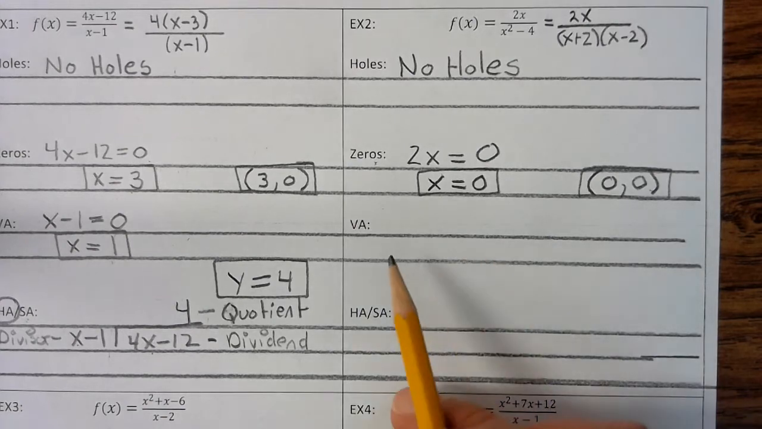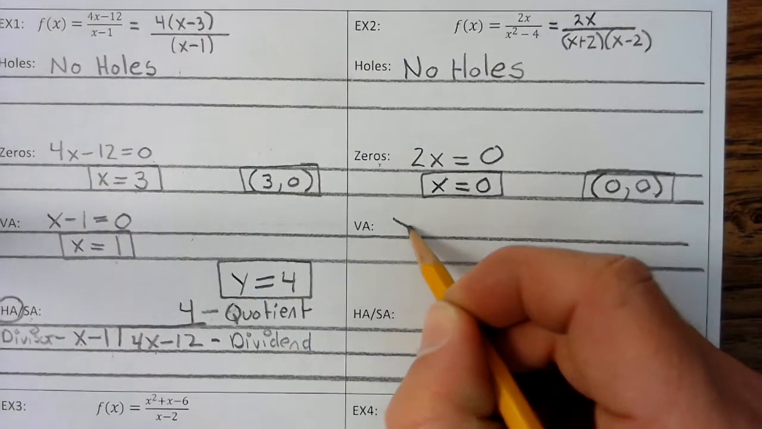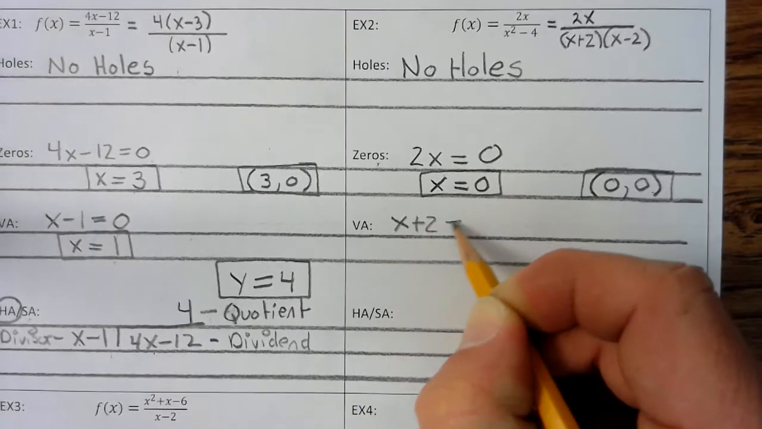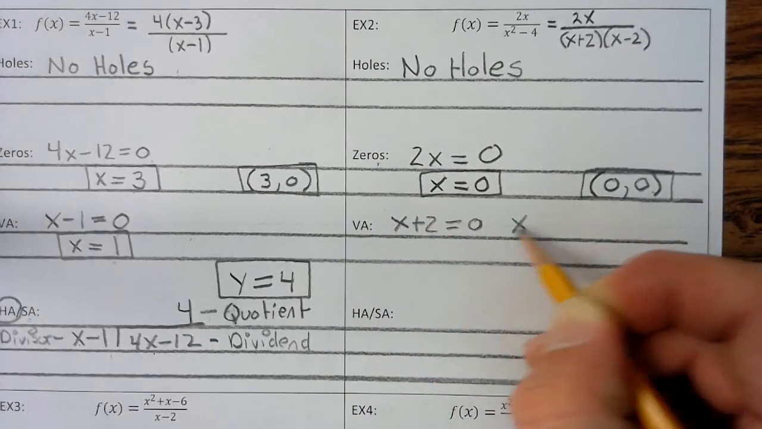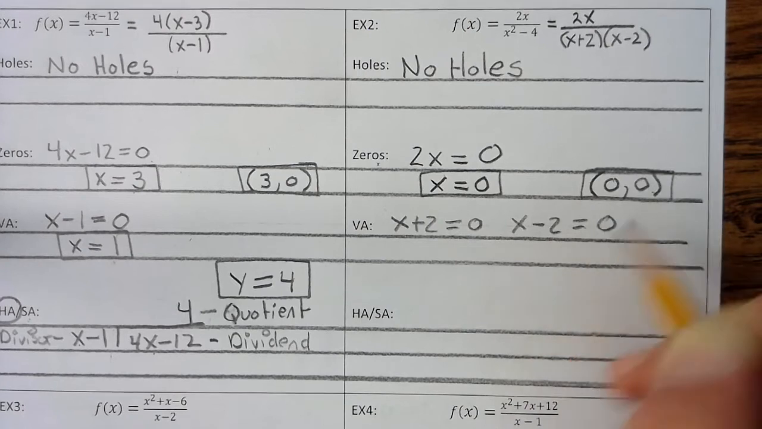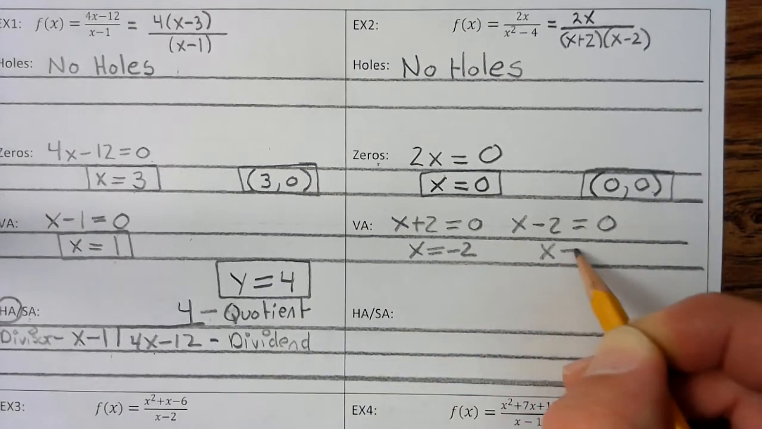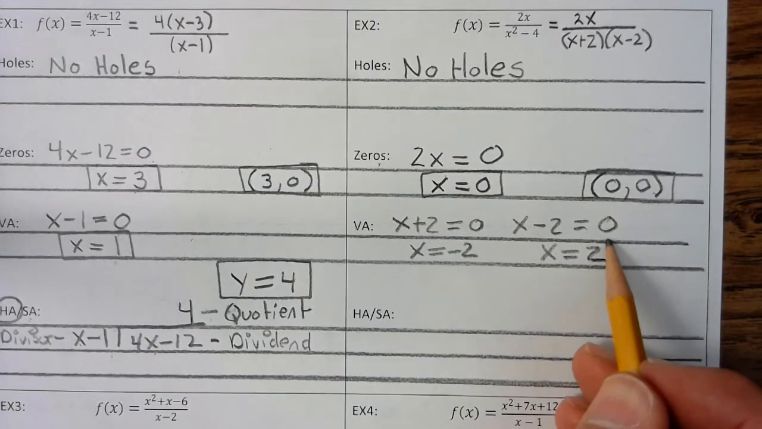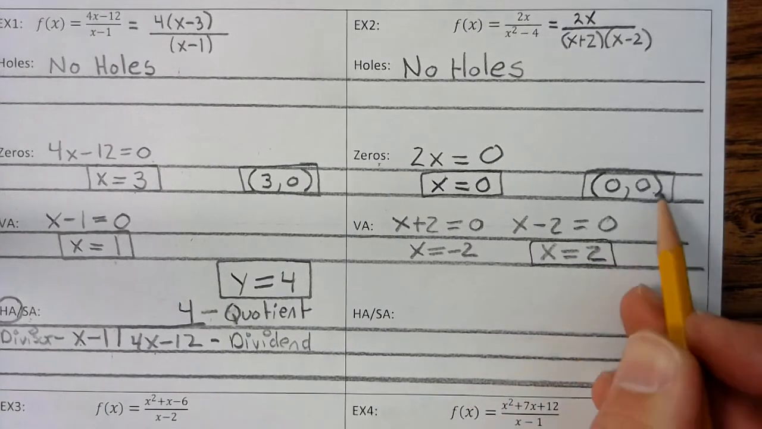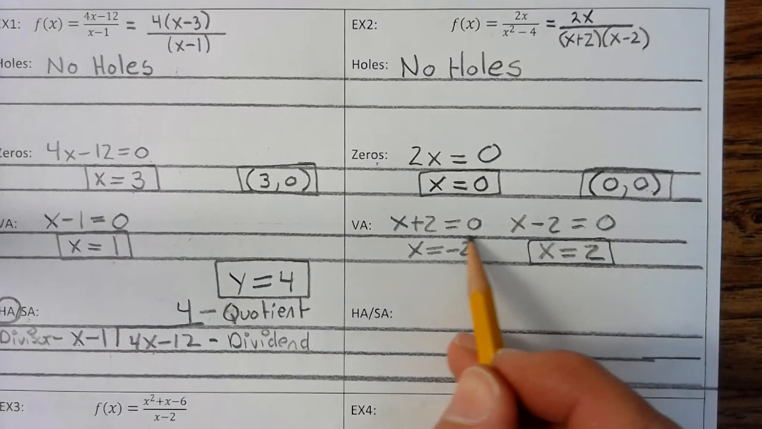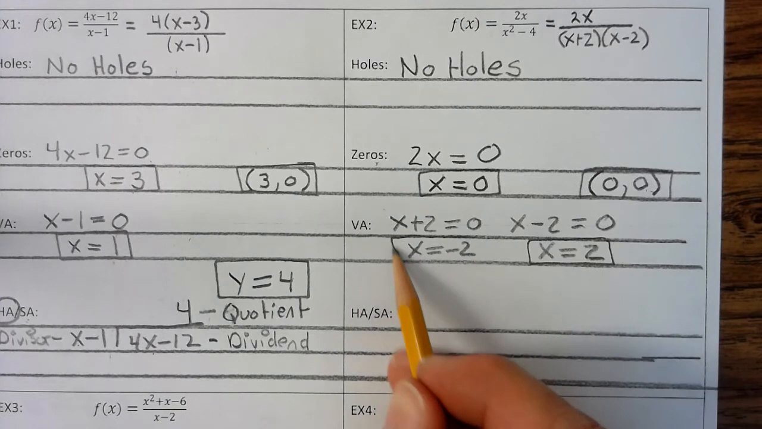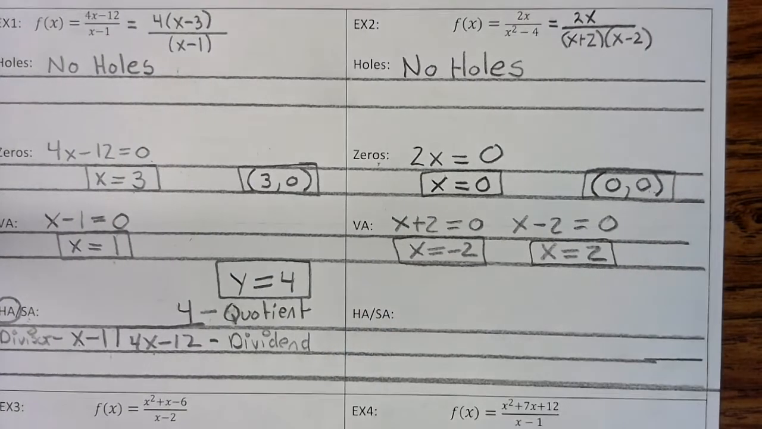Okay, so now the vertical asymptote, you set the denominator equal to 0, so you set x plus 2 equal to 0, and x minus 2 equal to 0. So here you have x equals negative 2 and x equals 2. And you want to make sure you write that as a point because this is a point, and these are actual vertical lines, vertical dashed lines at x equals negative 2 and x equals 2.